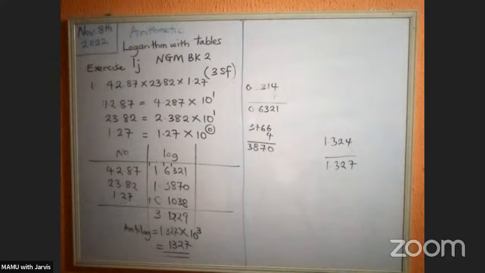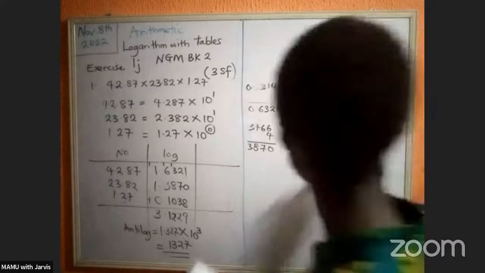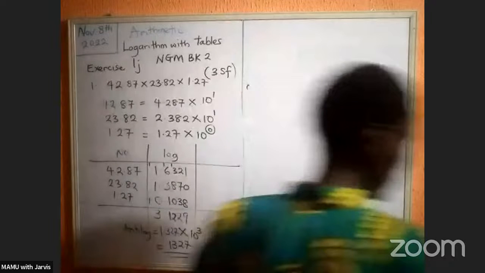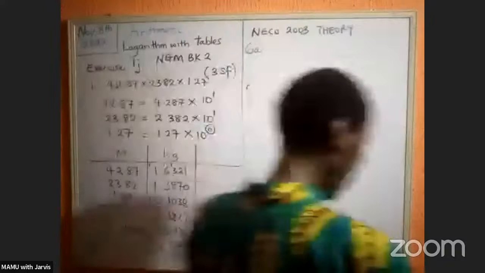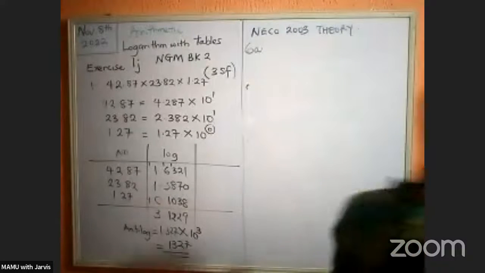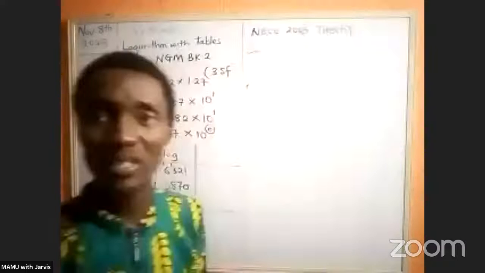I'm going to pick 1003. So we're going to check NECO 2003. This is a theory question. Usually the questions you're going to get under this topic will be theory questions.